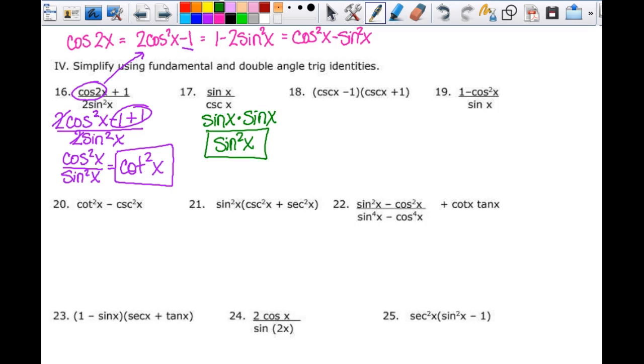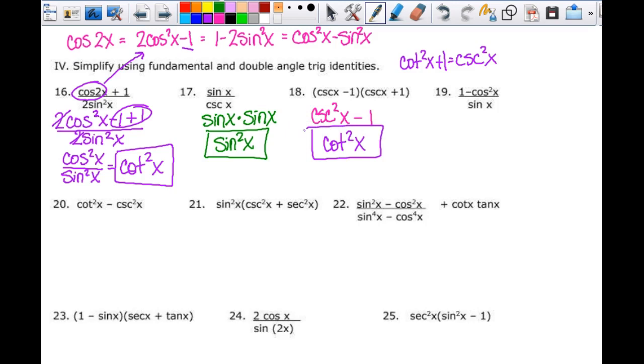Okay. So on 18, you need to go ahead and multiply these, the difference of 2 squares. So this gives me cosecant squared x, and then minus and plus, and then minus 1. And that is just the same as one of your identities. I don't have the list to pop up here, but you have that cotangent squared x plus 1 equals cosecant squared x, which means cosecant squared x minus 1 is equal to cotangent squared x. And that's your answer there. Okay, so you have to know your identities.